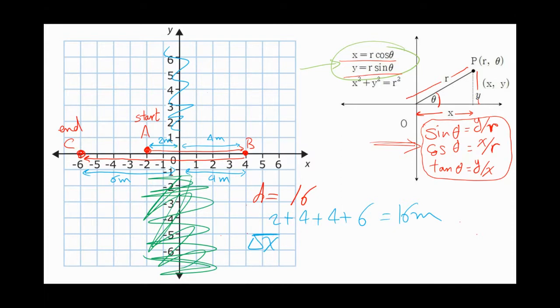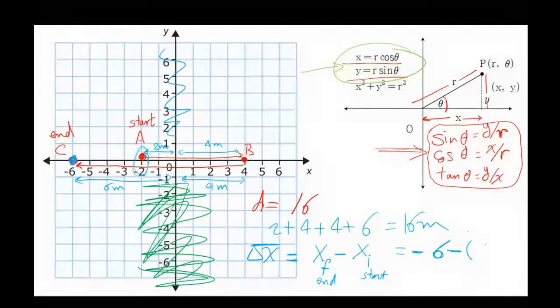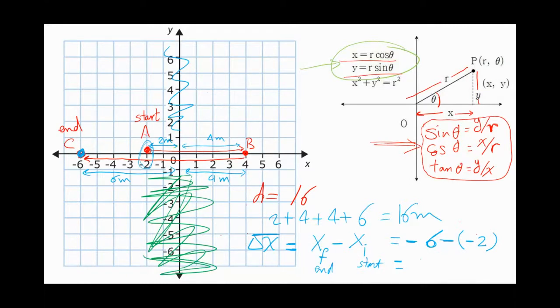What about the displacement? Displacement delta x. There is a rule. If you are in a frame of reference, a coordinate system, or you have an axis, you can easily find the displacement by subtracting the initial coordinate from the final coordinate, or the end minus the start. This is a rule. What is the final coordinate? It's negative 6. So negative 6 minus the initial one, the start, which was negative 2. So minus negative 2. Negative 6 minus negative 2 is negative 6 plus 2, equals negative 4. So the displacement is negative 4.